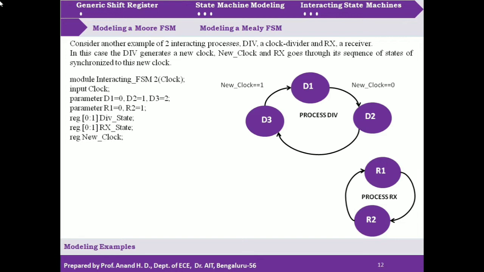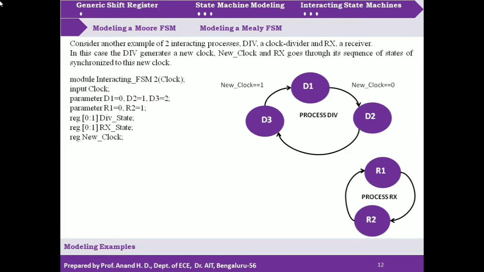In order to hold the state information, we require two more variables. So div_state, a vector of size 2 bits for holding the state information of process div, and rx_state, again a vector of size 2 bits for holding the state information of process rx, and then the signal new_clock, the control signal.